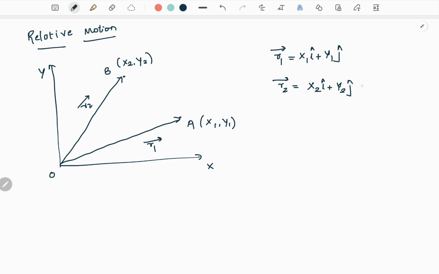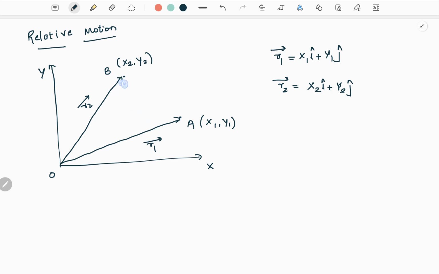Both bodies A and B might be moving, so the positions of both of them will definitely change if they are moving. So if A is moving, its coordinates will not be x1, y1 all the time. Similarly, the coordinates of B would also change if it's moving. Coordinates tend to change. Now here the positions of both the particles A and B are represented with respect to the reference point, where the reference point is considered to be the origin.